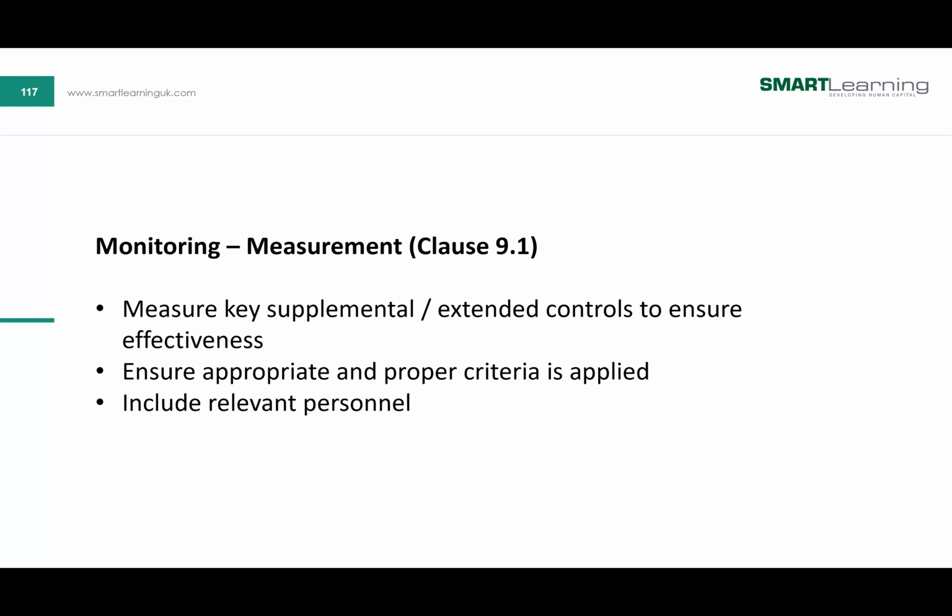Clause 9.1 is about monitoring. It's about checking the things you operate, the things you've implemented. So this is part of monitoring, and it flows into auditing. Make sure you have measures in place that give you an understanding of the performance of your security metrics, in essence. So measure your performance, measure your risks, and measure your goals, your objectives. Ensure appropriate and proper criteria is applied, and make sure you are reporting to the right people so that action is taken. This is all about monitoring and measurements. You're getting the feedback on the performance of your security.